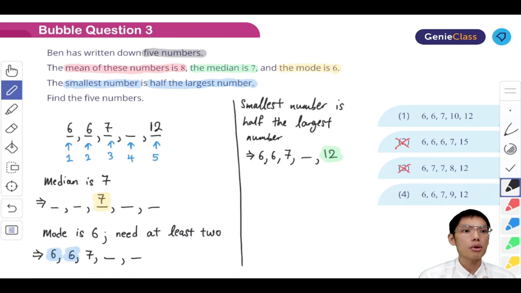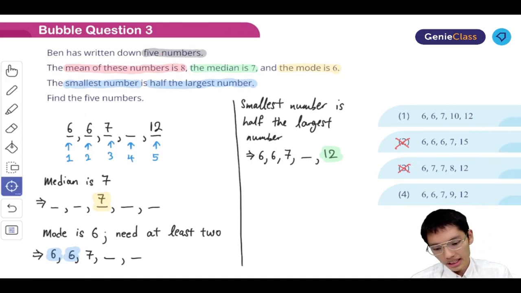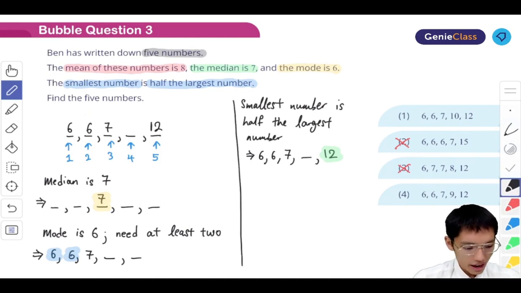But we have yet to find the number 4. How do we find the number 4? Mean comes into play. So that's where we have to use the mean. No choice. And in this case, all the question's data are utilized. So that's why they give all this information, because without all this information, you cannot get any of the numbers.